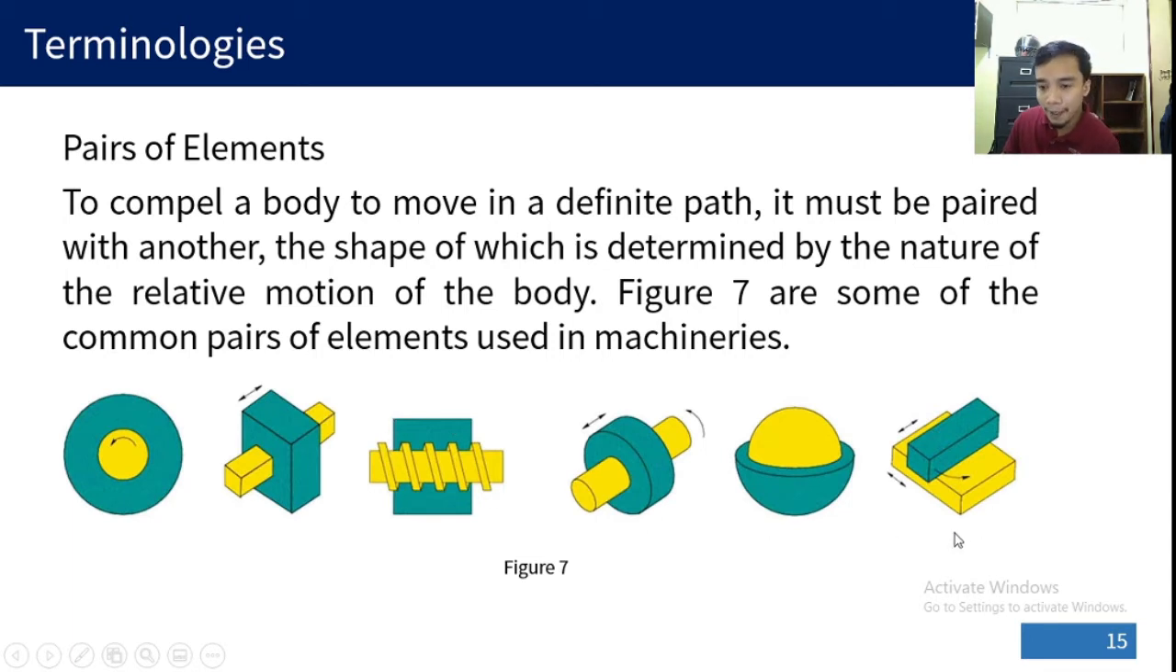Here, when the rotary motion is applied, it is converted into linear motion in two dimensions in its pair. So there are tons of pairs that we can see in mechanisms.